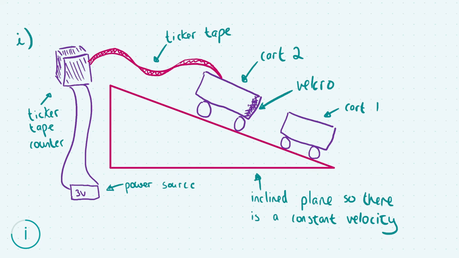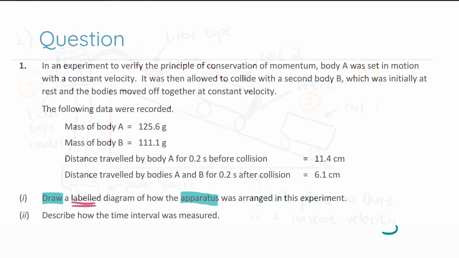In this question, 3 marks were going for labelling cart 1 and cart 2. The next 3 marks were for the Velcro means of attachment. Basically, we were getting 3 marks here for labelling how the two carts would stick together after they collide. And you got your final 3 marks for talking about the method we use to time the device. In this case, it's going to be our ticker tape counter.